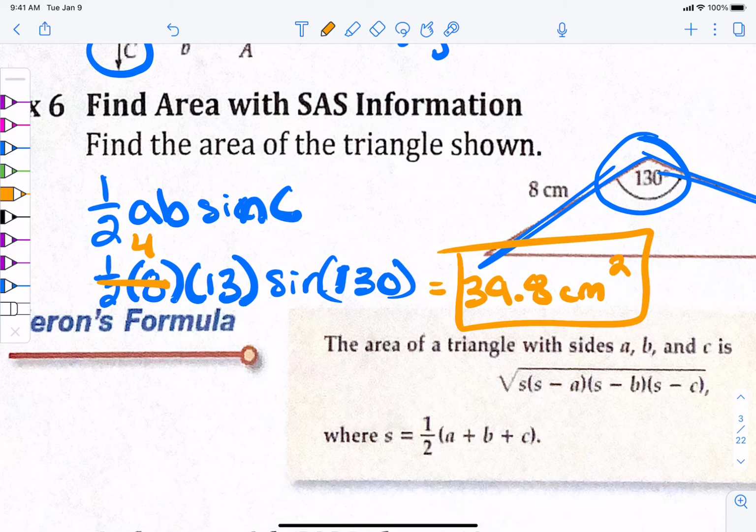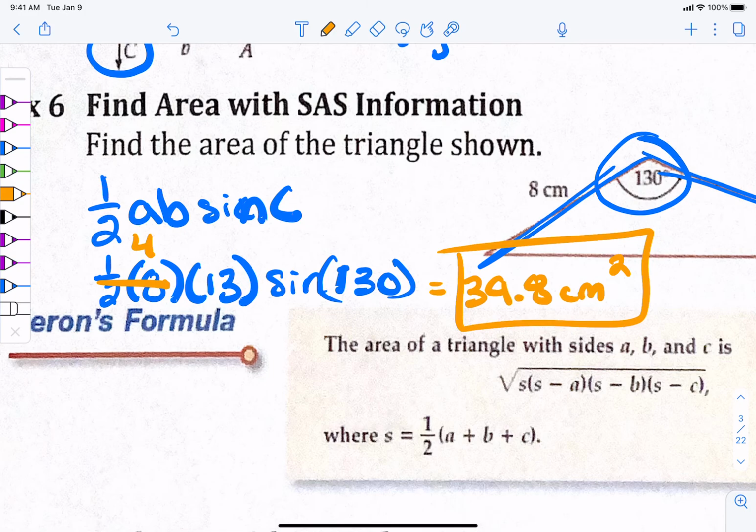Crazy. Okay, good? Do you see how they get that formula, though? 1/2 AB sine C, that stuff, okay? It's just another way of saying 1/2 base times height, but the height is calculated by B sine C, okay?